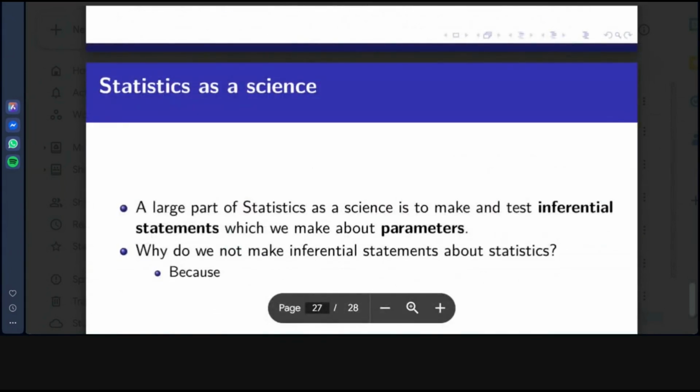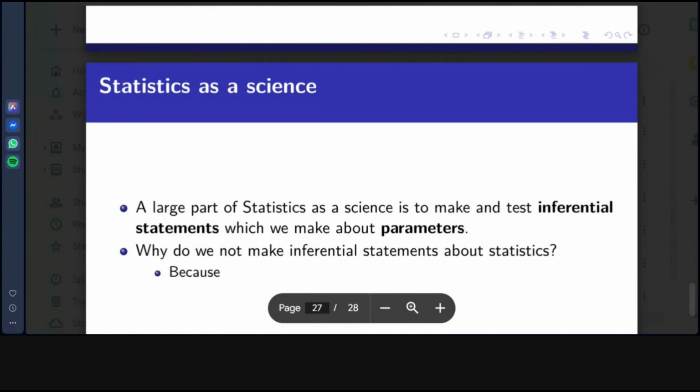So, as a science, statistics' job is to make and test statements about parameters. Right? Inferential statements means statements that infer values of what the parameter could be. Right? To infer is to make an intelligent guess. Right? To make a statement guided and informed by knowledge, not just a random guess.